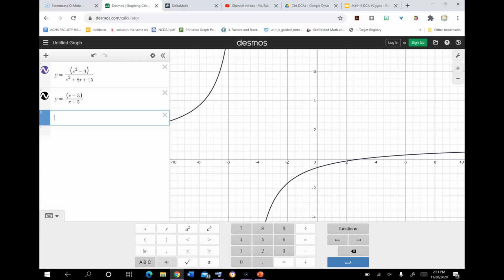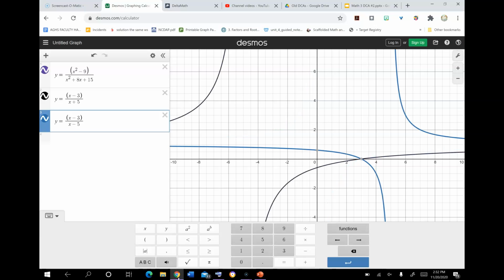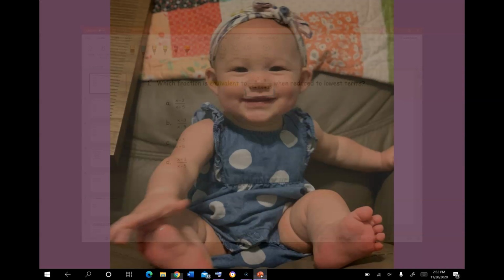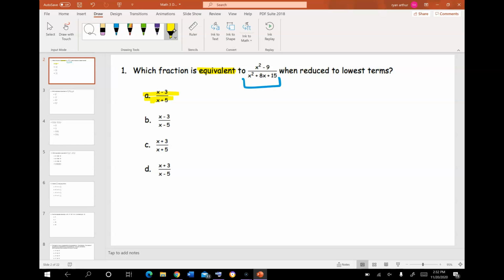But I want to show you what it looks like to not have the same answer. If I typed in answer choice B, y equals parentheses x minus 3 divided by x minus 5, you see how you see two graphs there? It's because it's not the right answer. So A is the right answer. If it gives you only one graph when you type it in, that's your answer. So here my answer choice would be A.